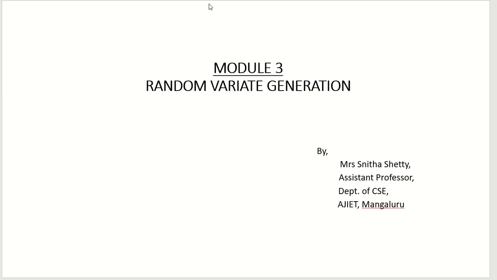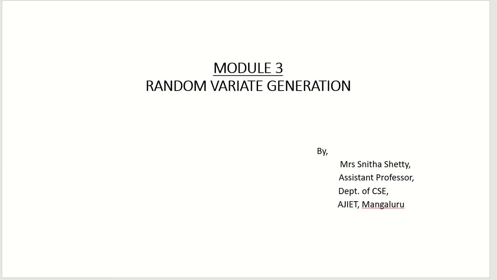In today's session, we'll discuss random variate generation. This comes under Module 3. In my previous session, I explained the random number. In Module 3, there are two chapters: one is random number generation and the second is random variate generation. We already completed the first chapter, random number generation. There we studied what a random number is, the properties of random numbers, and different tests on random numbers. In this chapter we are studying random variate generation.